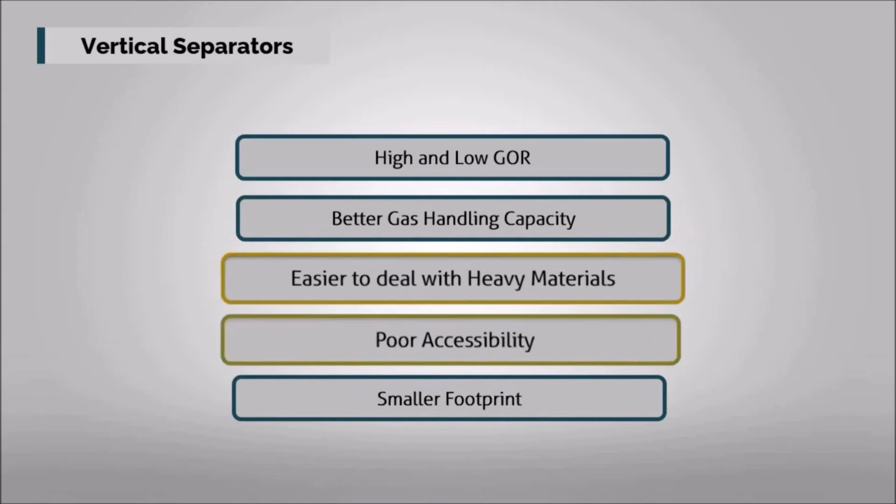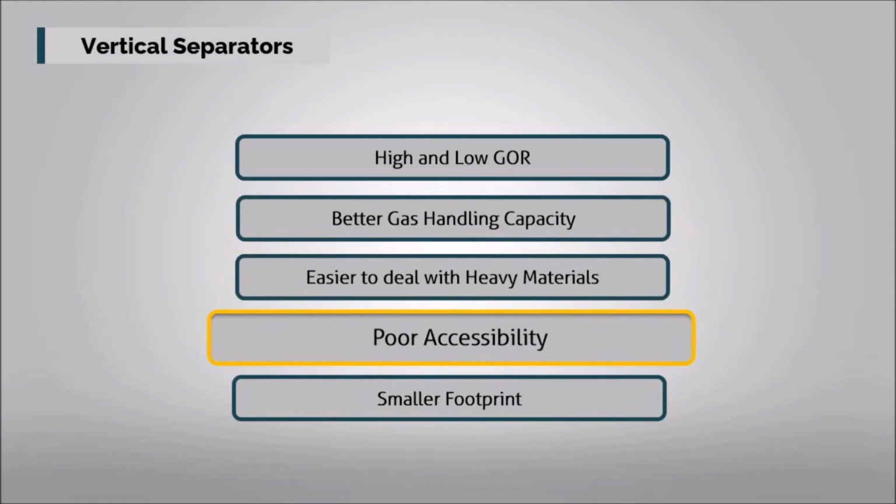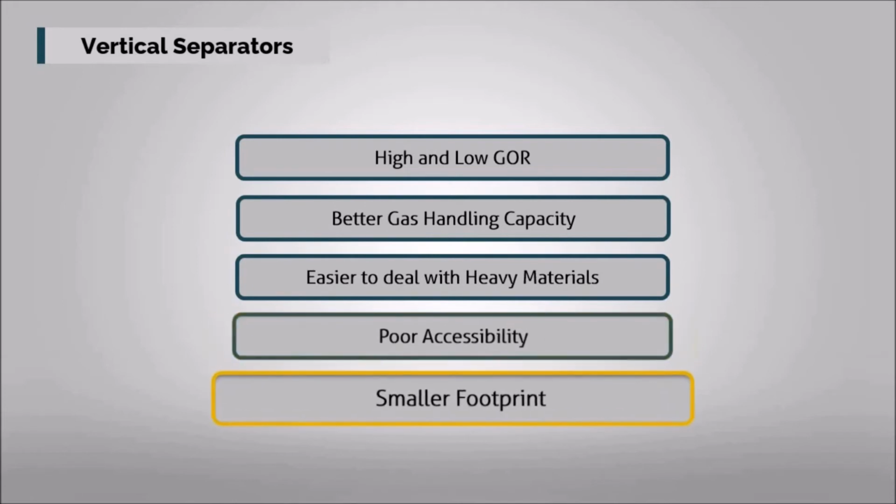Poor accessibility. Vertical separators do not provide better accessibility to the safety systems. Due to their height, access to safety systems such as relief valves and controllers will be more difficult, and hence operating costs would be higher than that of horizontal vessels. Another aspect would be a smaller footprint. When compared to horizontal vessels, the physical area occupied by a vertical separator and the additional structural supports will be less than for an equivalent horizontal vessel. Therefore, vertical vessels are better to operate on offshore platforms.